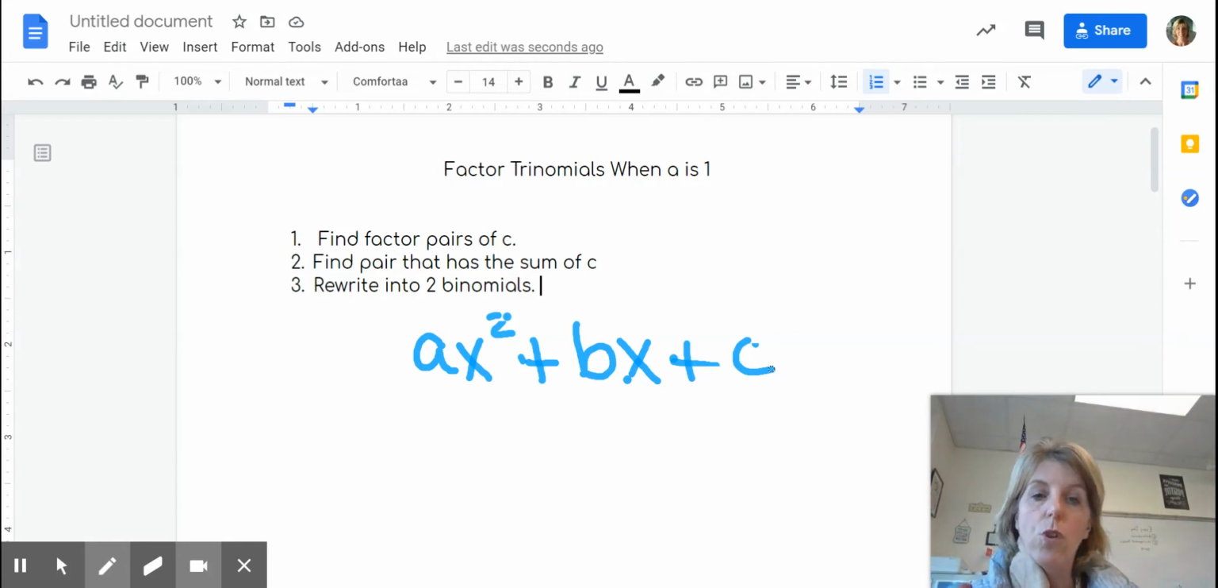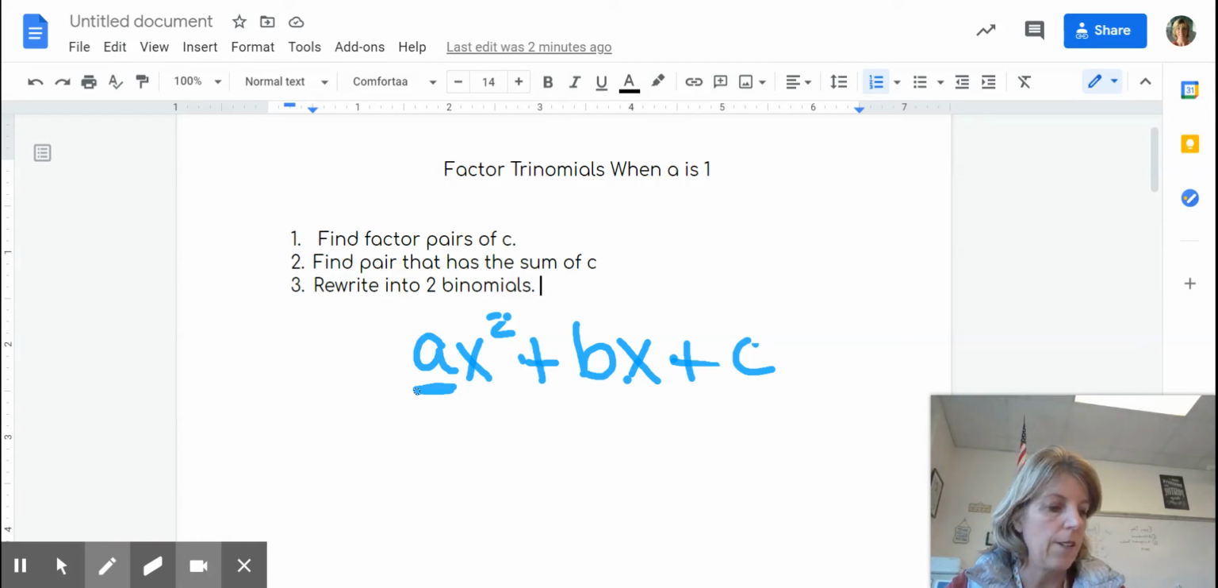The first thing we're always going to do is identify if there's a GCF. If there is a GCF, we're going to factor it out. The second thing we're going to do is count the terms and see how many terms there are. In this case, there are 3 terms, so we know that it's a factor trinomial. The third thing we're going to do is look at this first term, the a term, and decide: is it 1 or not 1? Because there are 2 different strategies. If it's 1, that's what we're learning today. If it's not 1, that's what we're going to learn next.